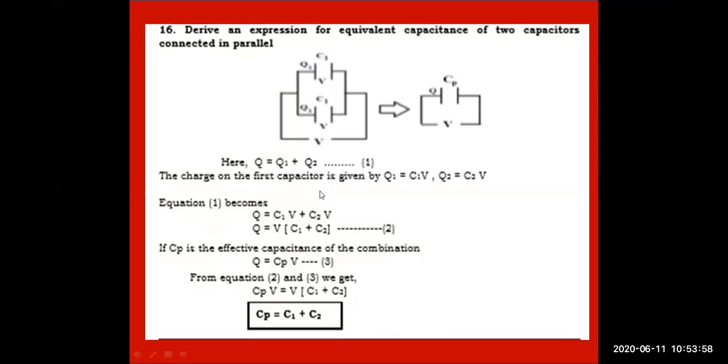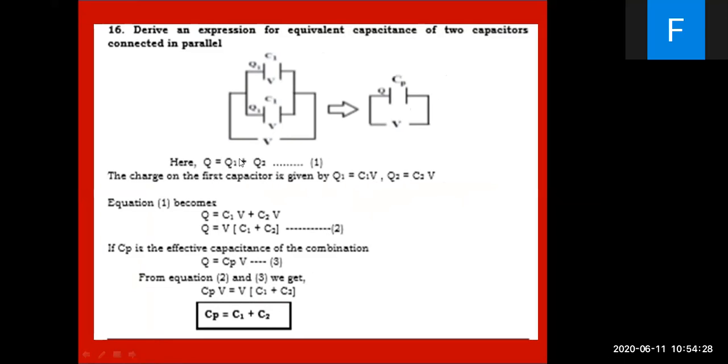The charge on the first capacitor. See, our formula for capacitance is C equals Q divided by V. So if I want Q, I can cross multiply C and V. So what will I get? Q is equal to C into V. That is my general formula. So Q1 will be equal to C1 into V. V is common. Q2 will be equal to C2 into V. Now, substituted in equation 1, Q will be equal to, in place of Q1, write C1V.